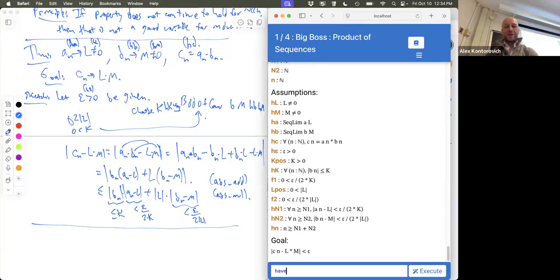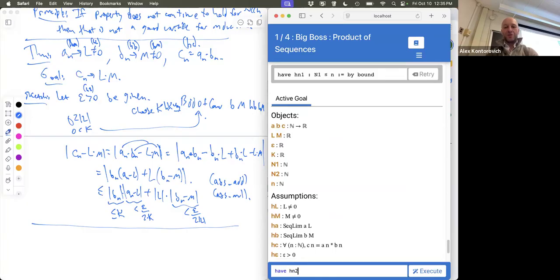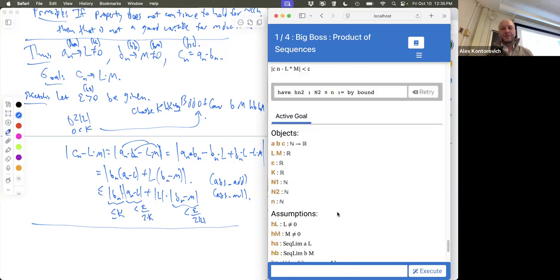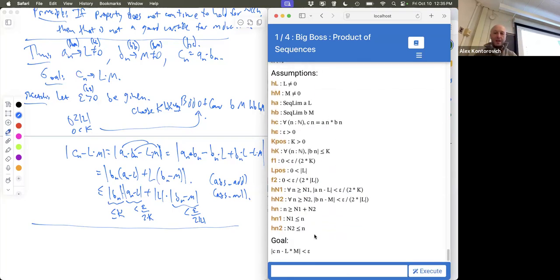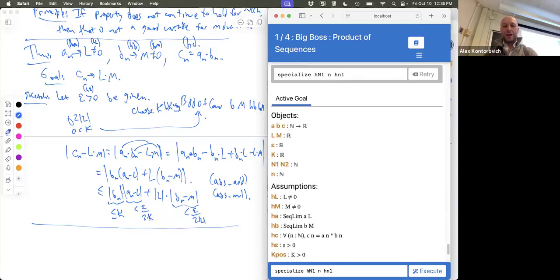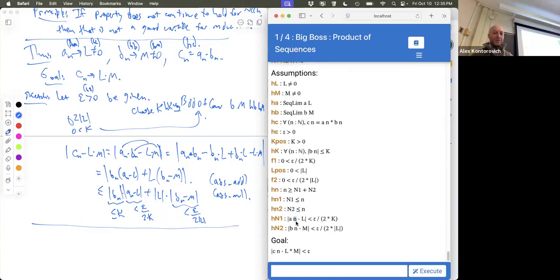Let's record have HN1, which is that N1 is less than or equal to N by bound. Have HN2, which is that N2 is less than or equal to N by bound. Okay. And now we can specialize HN1 and HN2. So specialize HN1 to N together with HN1, and same thing with HN2. All right. So now we have our bounds.